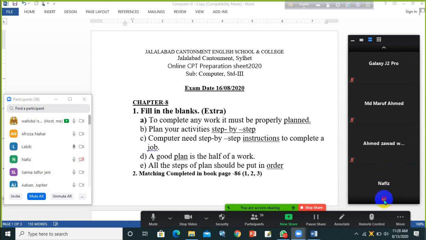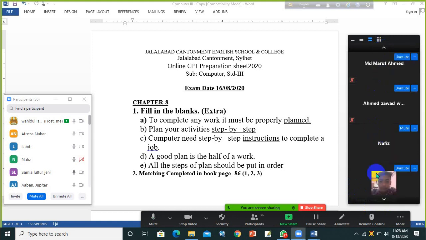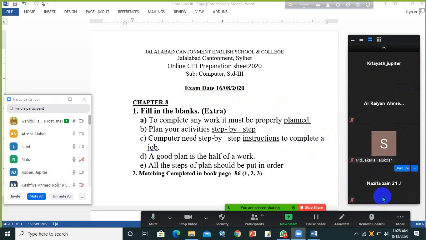Sorry? You ask if I am taking the exam now? No, no. It's just a preparation class for the exam. On this sheet, this chapter, I will take the exam on 16 August. It's just a preparation class.